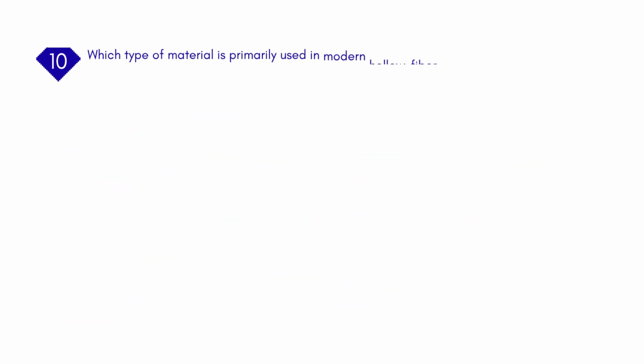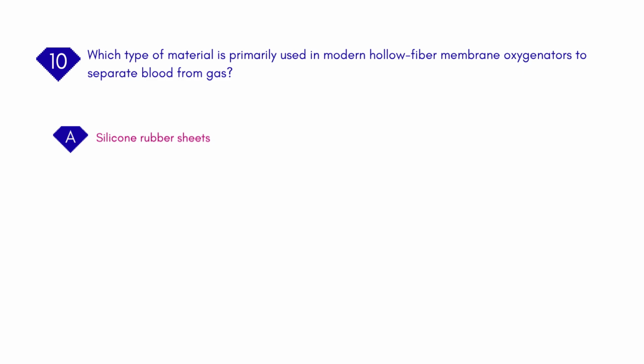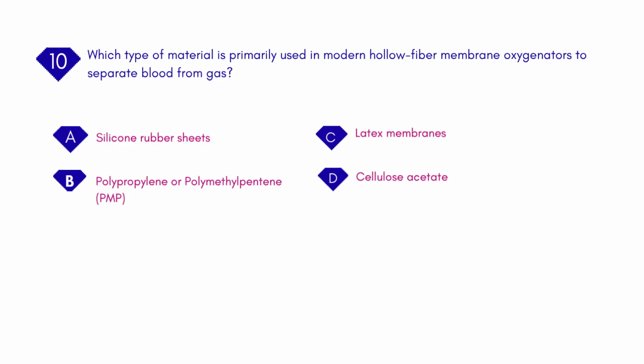Which type of material is primarily used in modern hollow fiber membrane oxygenators to separate blood from gas? A. Silicone rubber sheets. B. Polypropylene or polymethylpentene, PMP. C. Latex membranes. D. Cellulose acetate.